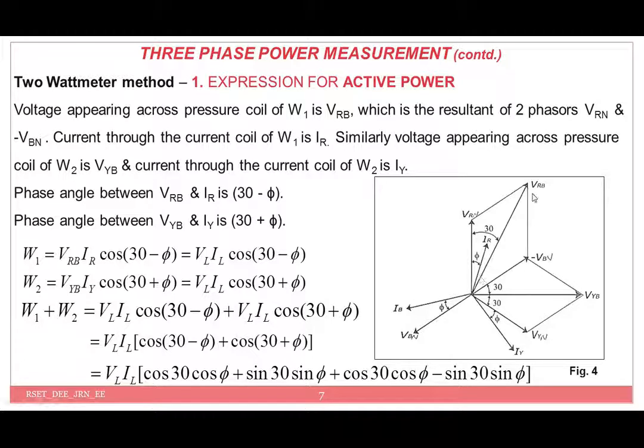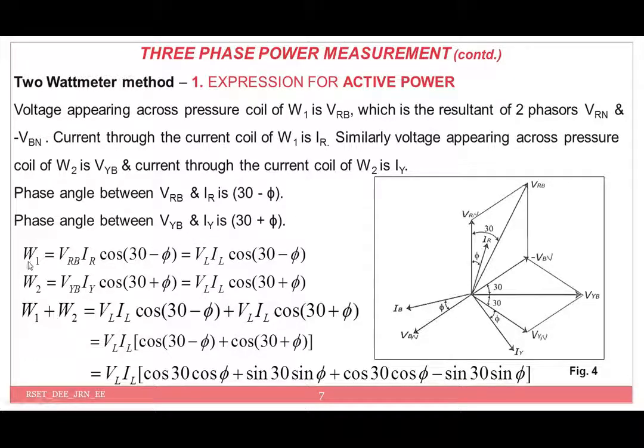So let us see once more. The angle between VRB and IR is 30 minus φ. Considering how the two wattmeters are connected, the angle between VYB and IY is 30 plus φ. So keep that in mind. We need to consider this angle as 30 minus φ, and we need to consider this angle as 30 plus φ. So that is whatever I had told you is mentioned over here. Now the phase angle between VRB and IR is 30 minus φ, and the phase angle between VYB and IY is 30 plus φ. I have already explained.